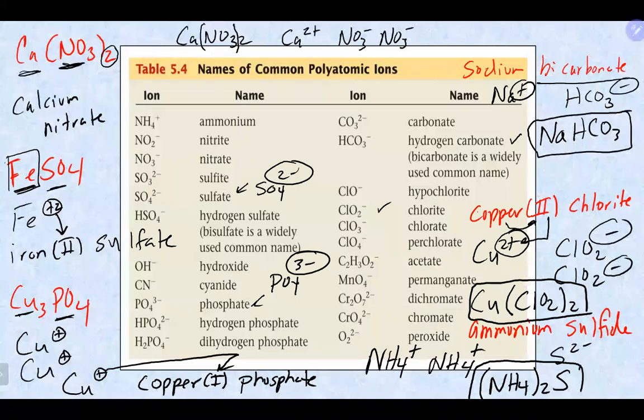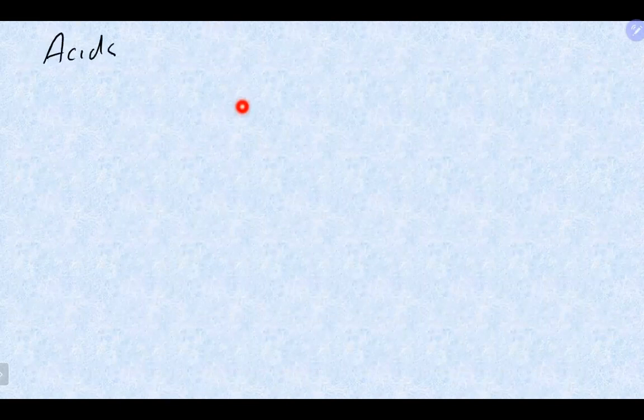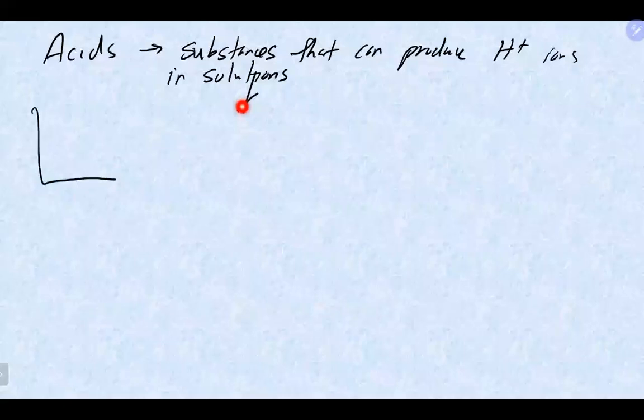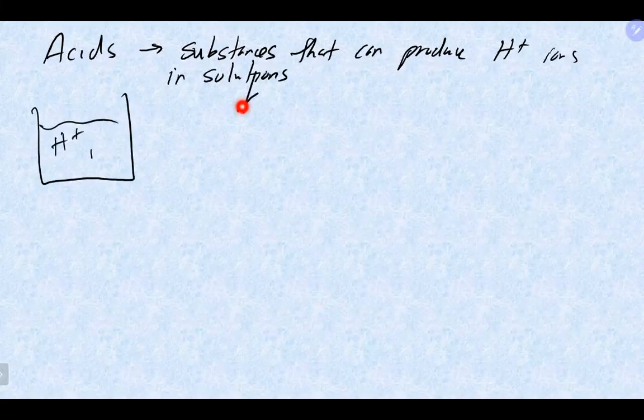Okay, last thing we're going to talk about in terms of naming is acids. And acids are substances that can produce H+ ions in solution. That is basically what makes something an acid, is the ability to do that. And what I mean by that is actually free H+ floating around in the solution. That's what pretty much makes something an acid.